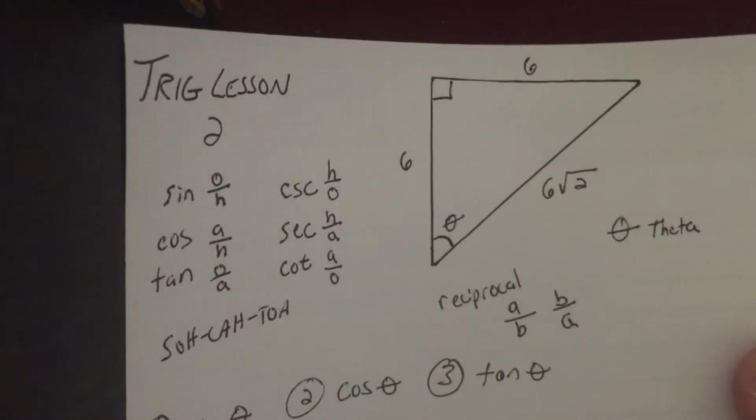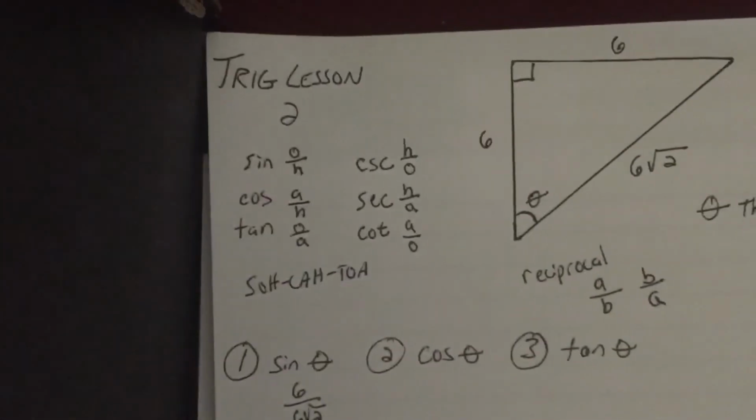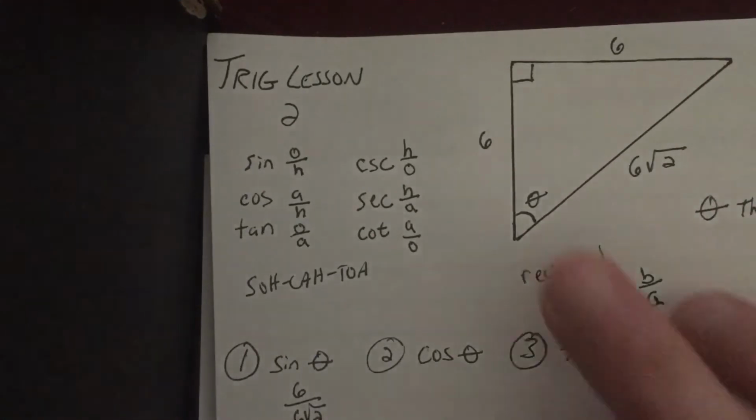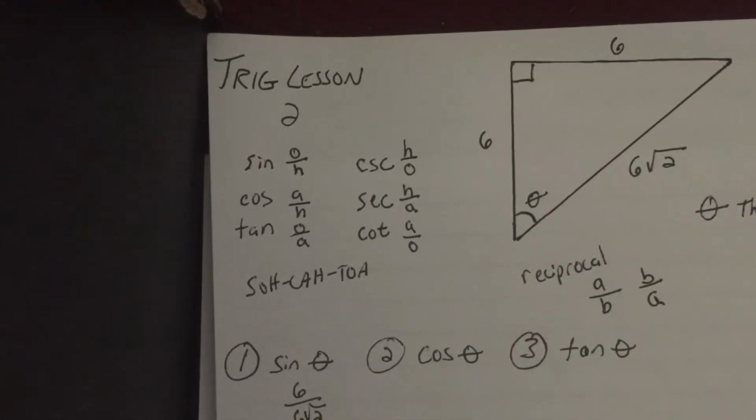Theta, T-H-E-T-A. And it just means an angle. It's just like x or y. It's a variable. It's an unknown thing right now. We don't know how big that angle is. Maybe it's 36 degrees. I don't know. But it's unknown, so we're calling it theta for the moment.